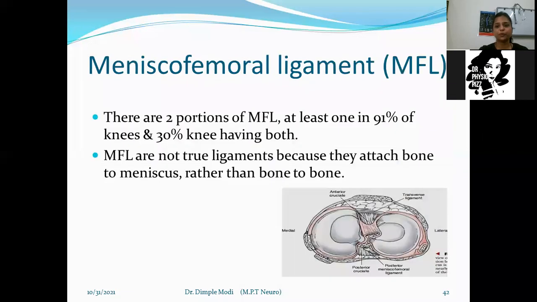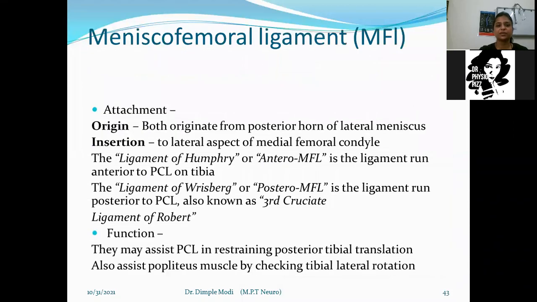Other one is the meniscofemoral ligament. It originates from the posterior horn of the lateral meniscus and inserts into the medial femoral condyle. It's called the ligament of Humphrey, anterior MFL, and the ligament of Wrisberg, posterior MFL. It functions like the PCL in restraining posterior tibial translation.